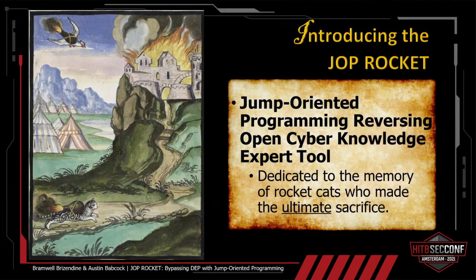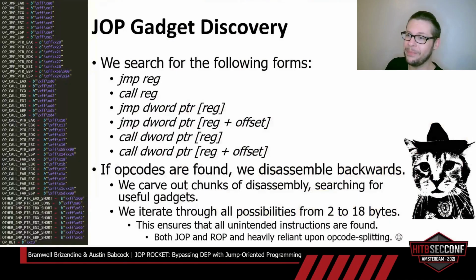Now, at this point, we would like to introduce the JOP ROCKET. Throughout the presentation, you'll see various cats with flammable devices strapped to their back. These actually come from medieval manuscripts, like that image you see right there. And these cats are hell-bent on trying to set a castle or a city on fire. In much the same fashion, JOP ROCKET takes that inspiration. We're looking for alternative pathways. And we definitely find them.